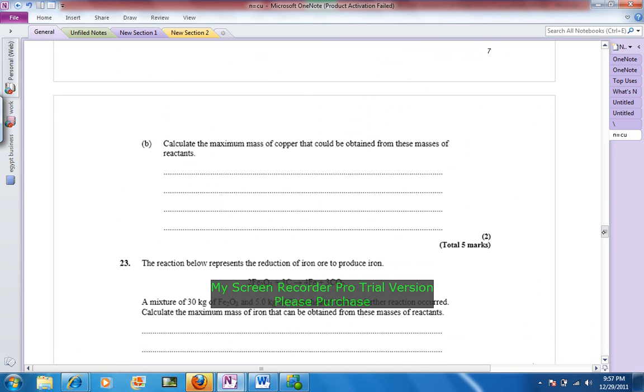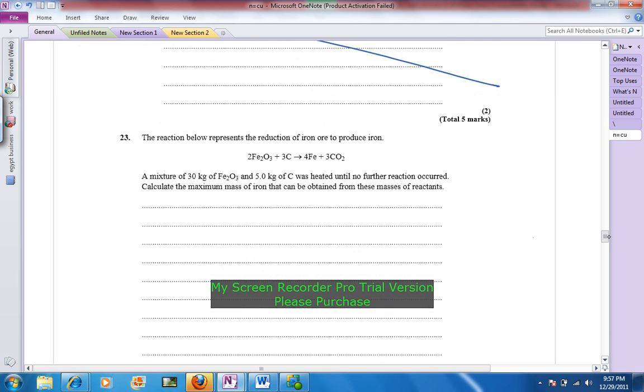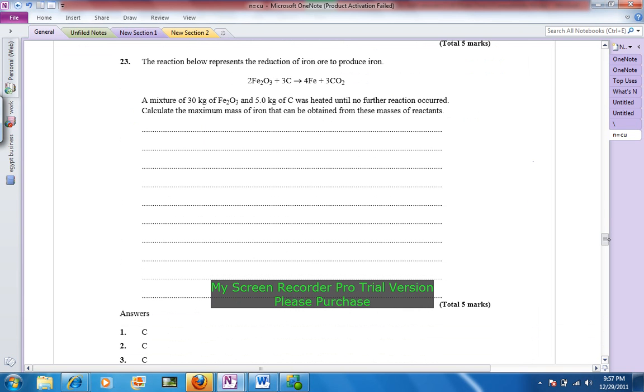Oh, this is just a typo. Forget it. This is the previous question that we did. I don't know what happened. Okay, number 23. This is the last question. See, I have all the answers here.